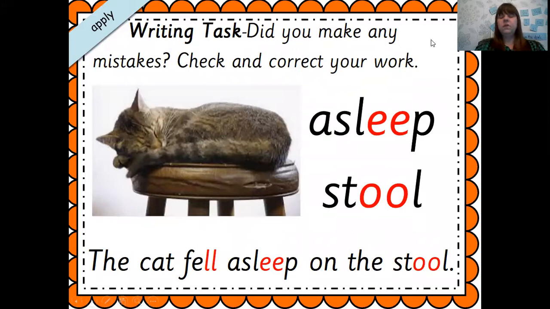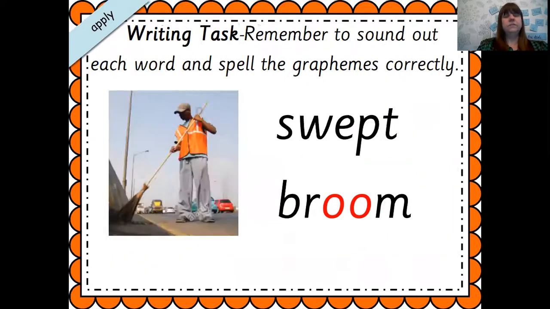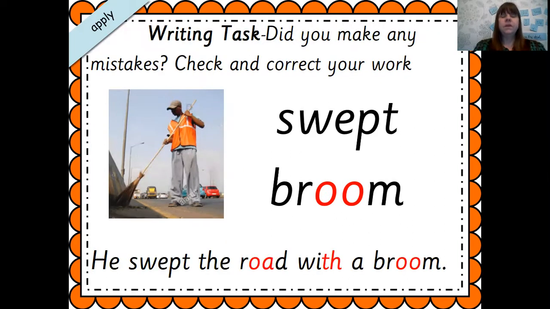Now you're going to move on to your final sentence. Your final sentence has the words swept and broom. Say it, swept and broom. So let's see what our final sentence is going to be. He swept the road with a broom. He swept the road with a broom. Seven words using our oo sound today.